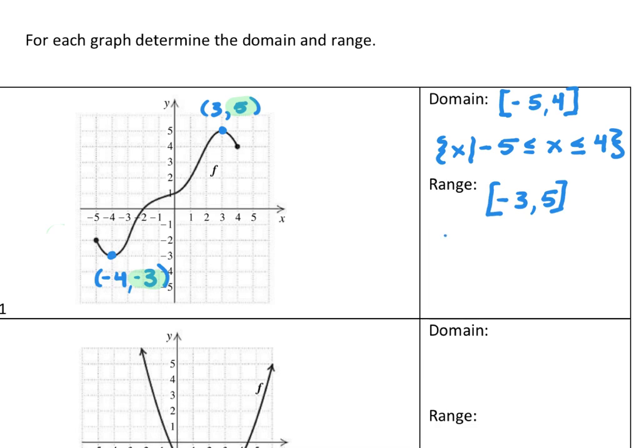If we write the range in set notation, just a reminder, make sure that you're very careful about your letters. Remember, range is the y values, so we're going to do squiggly bracket y with a vertical bar, and then we want -3 less than or equal to y less than or equal to 5. That is our domain and range for graph 1.